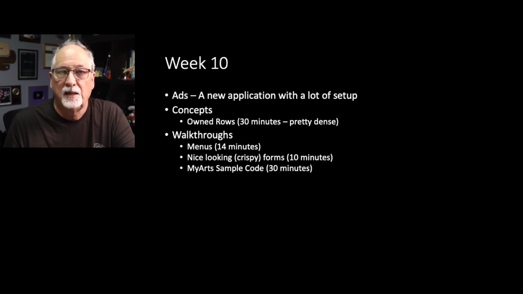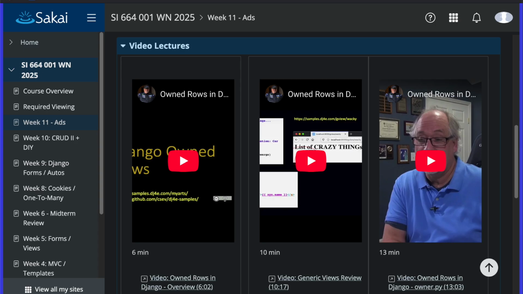And so again, if you look at the things that are in the Sakai at UMSI, there's a 30-minute lecture about concepts, owned rows, 30 minutes. It's only 30 minutes this week, and it's pretty dense because there's object orientation. You're creating new views in owner.py that you're going to use in your views.